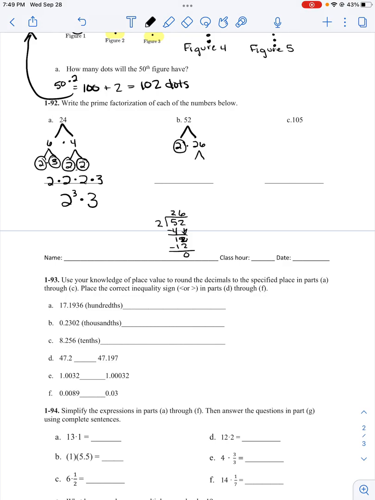2 is prime. 26 is not. Again, it's an even number. 2 goes into it 13 times. 2 is prime, 13 is prime. So I'd write 2 times 2 times 13. If I'm using exponents, it would be 2 squared times 13.